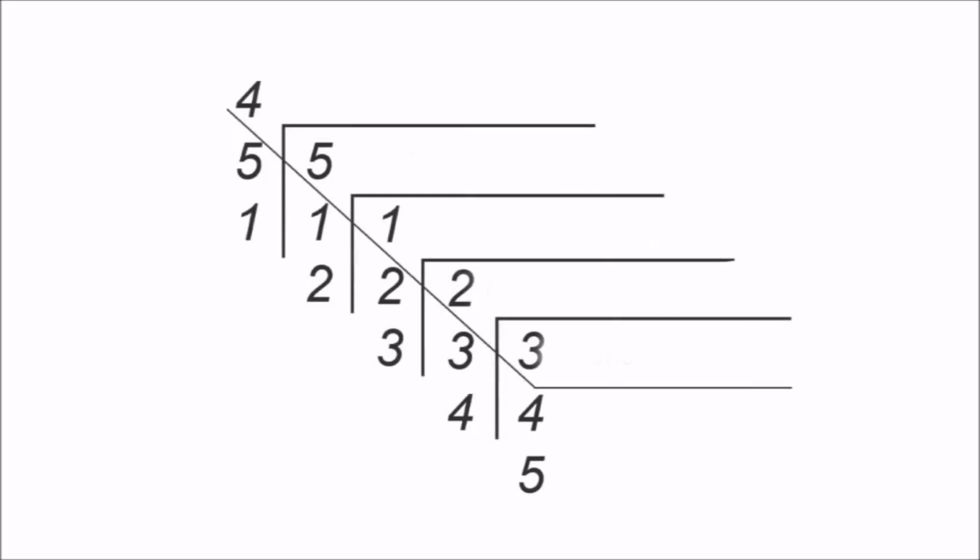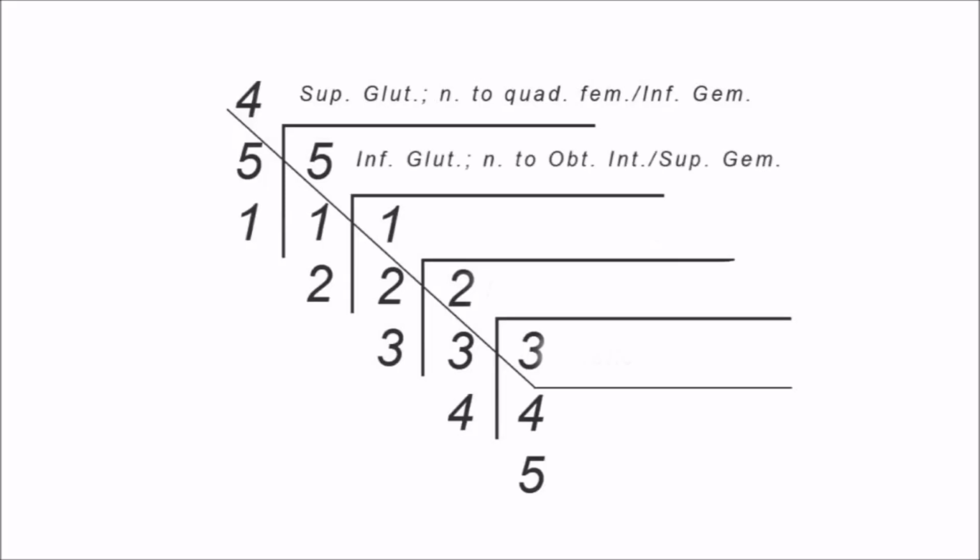The first column, which corresponds to nerve roots L4, L5 and S1, provides nerves to the superior gluteal nerve and to the nerve to the quadratus femoris and inferior gemellus. L5, S1 and S2 provides to the inferior gluteal nerve and to the nerve to obturator internus and superior gemellus.